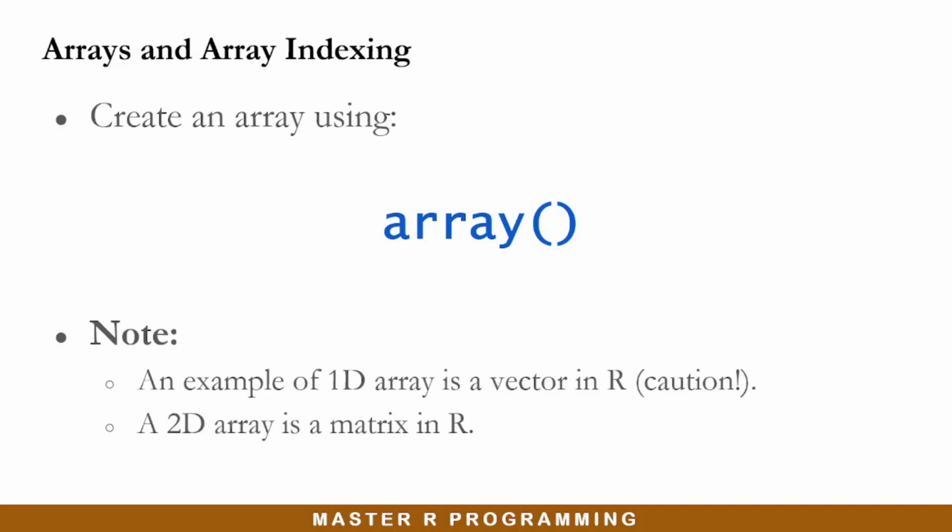And you should take note of the following 2 points. An example of a one-dimensional array is a vector in R, but there is a caution. When we get to R, I will definitely demonstrate what it means to be cautious about calling vectors 1D arrays, even though they are very much similar. And also, a two-dimensional array is a matrix. So let's go to R and demonstrate how to create arrays.